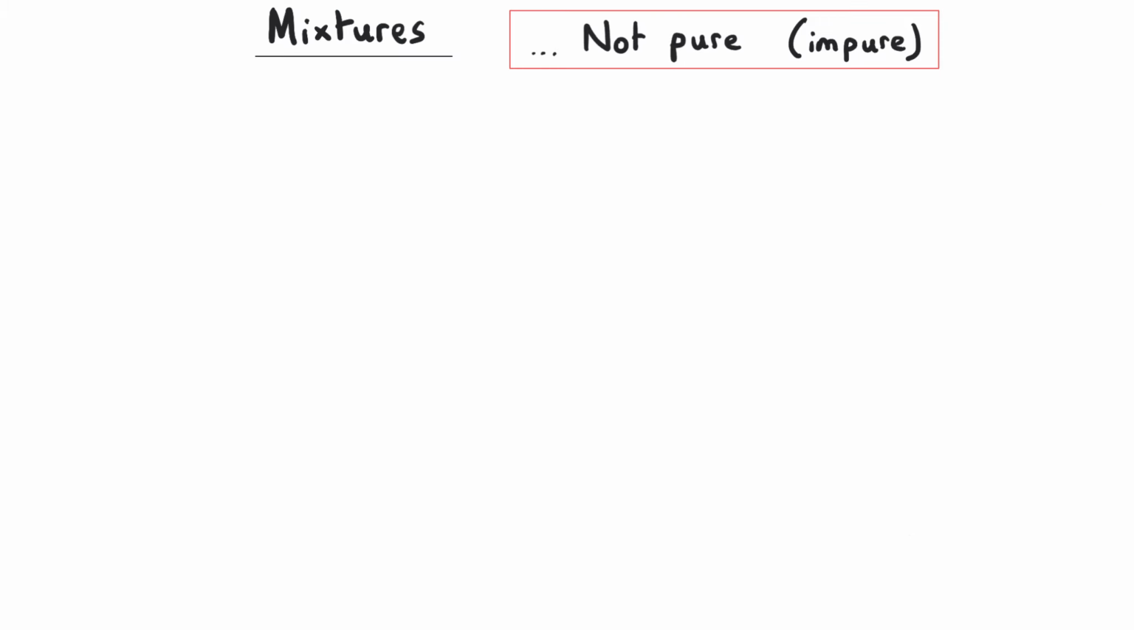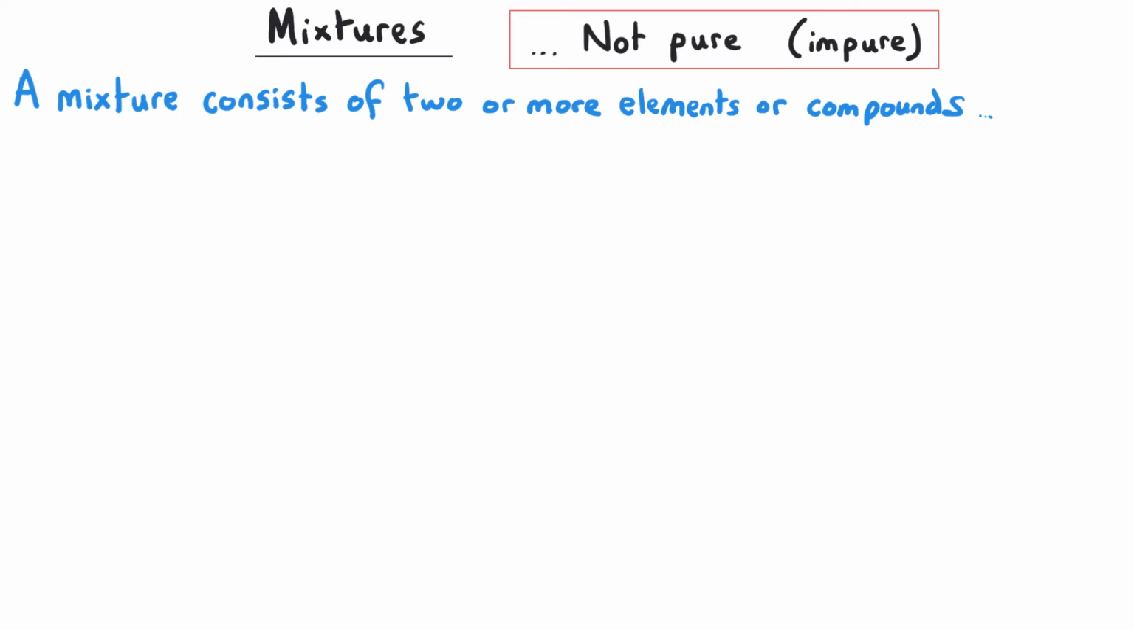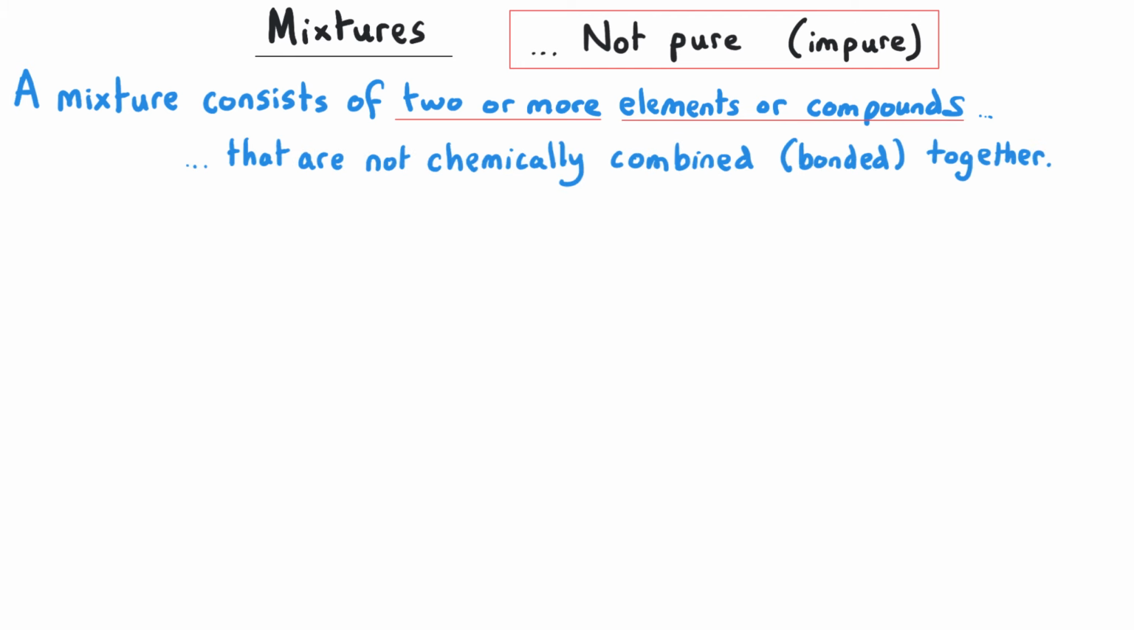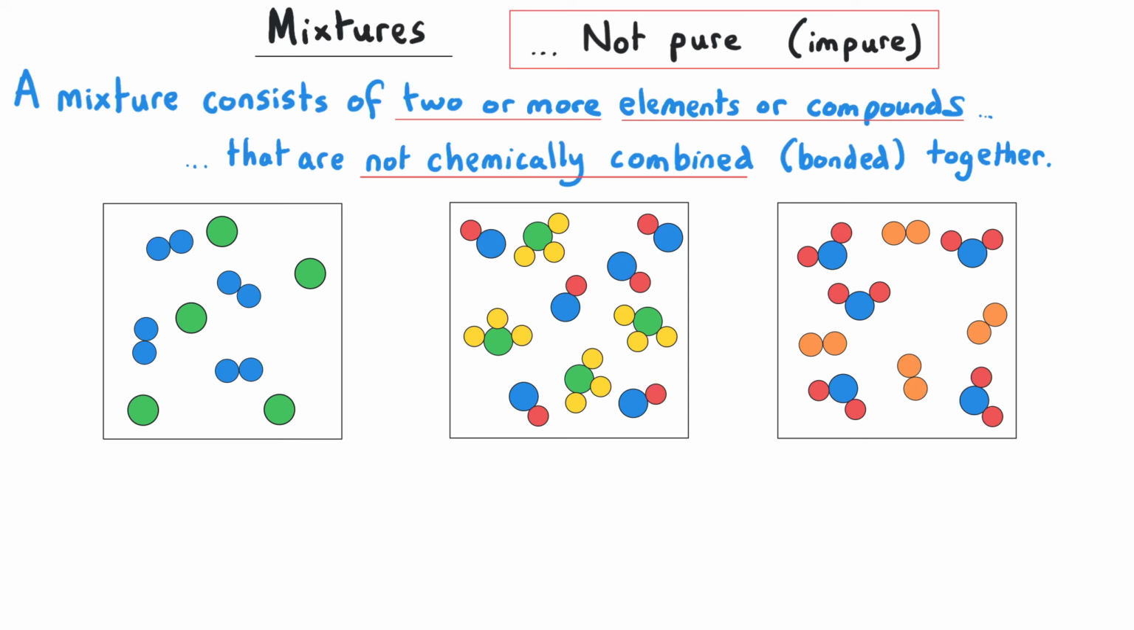Mixtures are different to elements and compounds because they aren't pure. A mixture consists of two or more elements or compounds that are not chemically combined together. And we can show that in particle diagrams. We've got different types of particles that are in the same place and they're shown as not being touching, and that is symbolizing the fact that they are not chemically combined. They aren't bonded together. And you can have mixtures of all sorts of different substances.